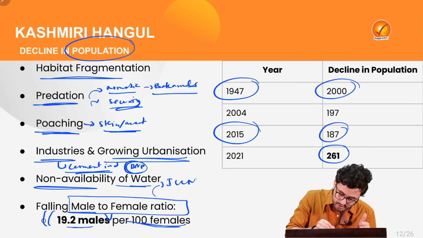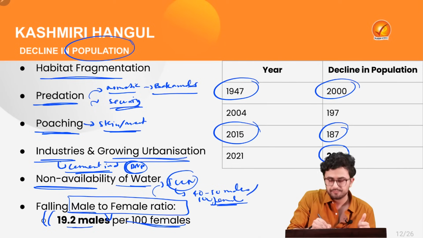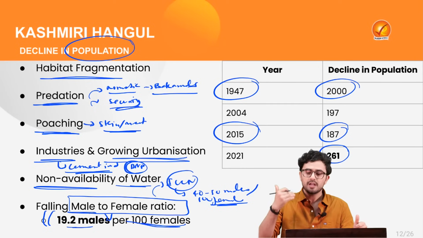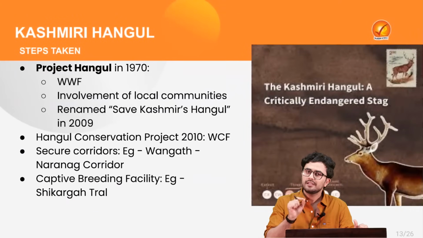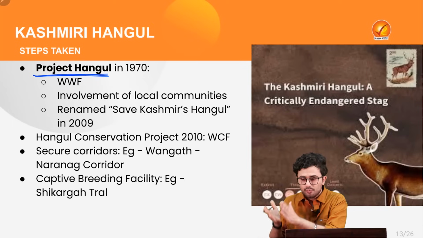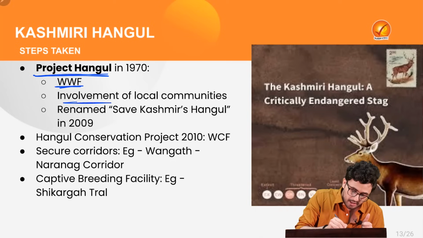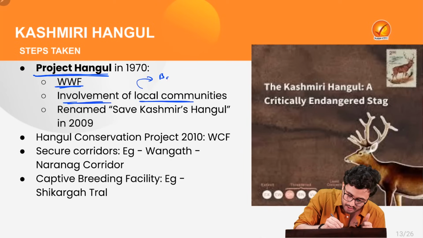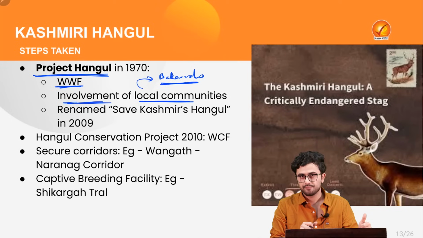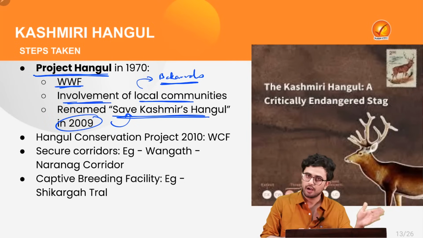Whereas as per IUCN, this ratio should be 40 to 50 males per 100 females. Thus, there have been several steps taken by the government and various other animal protecting agencies. For example, in the year 1970, Project Hangul was launched through collaboration between the Kashmir government and the World Wildlife Fund, which focused upon the involvement of local communities such as Bakarwals for the protection of this critically endangered species. In the year 2009, this project was renamed as Save Kashmir's Hangul.